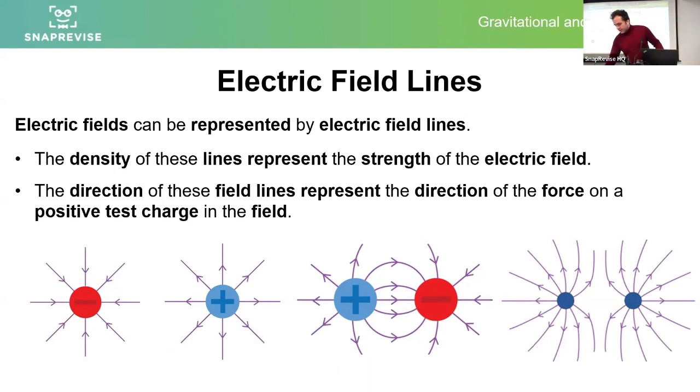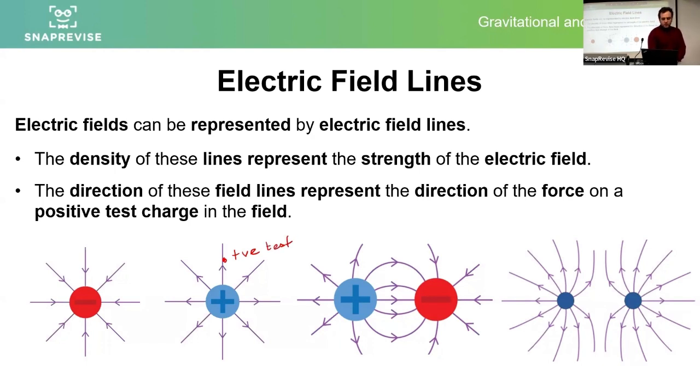The only slightly tricky thing to remember is that because electric fields can be repulsive as well as attractive, whereas gravity could only be attractive, you just need to remember to get the direction of the field lines correct. And they are defined with reference to a small positive test charge.